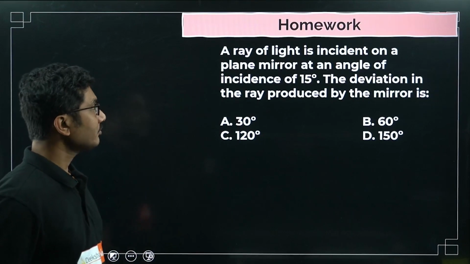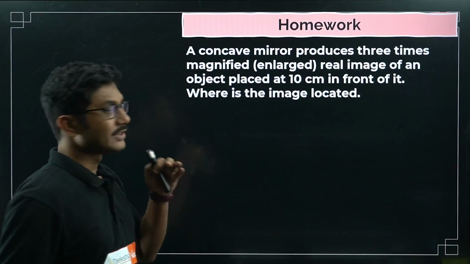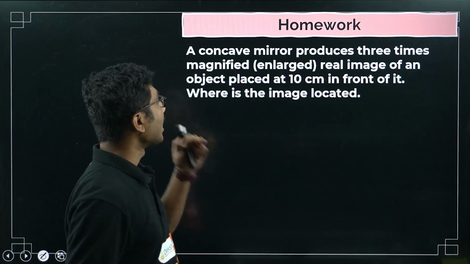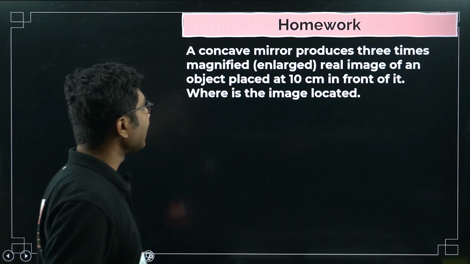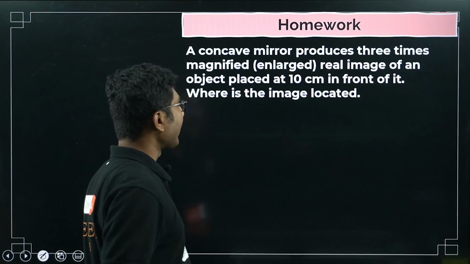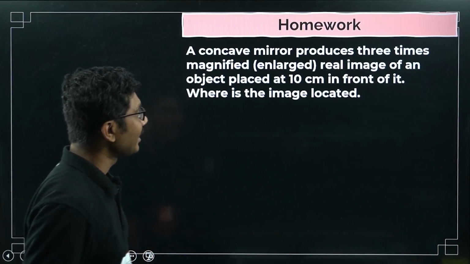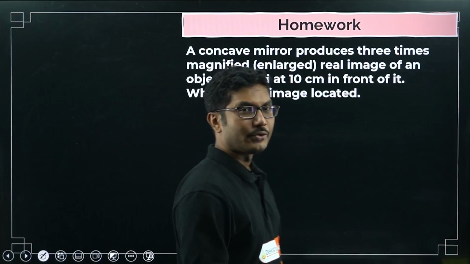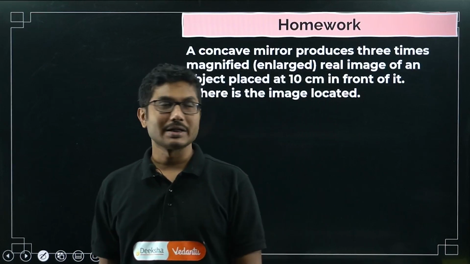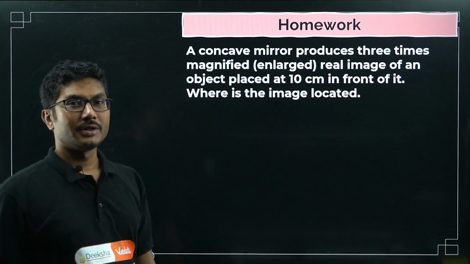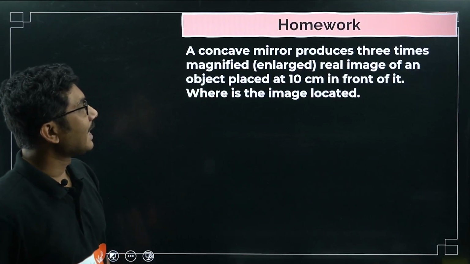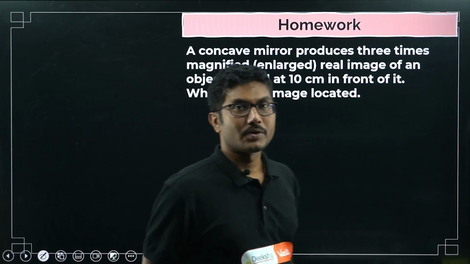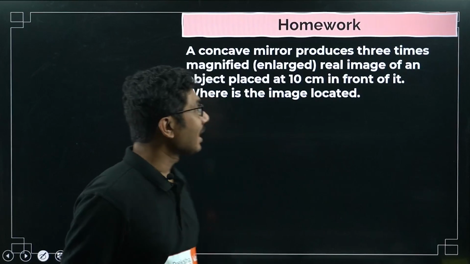Now, this is the second question. This is a numerical type question. Read the question, I am reading it for you. A concave mirror produces a 3 times magnified real image of an object placed at 10 centimeter in front of it. Where is the image located? So you are given the magnification. You are given the position of the object. Then it is also said that it is a real image. Now based on that you have to calculate v.